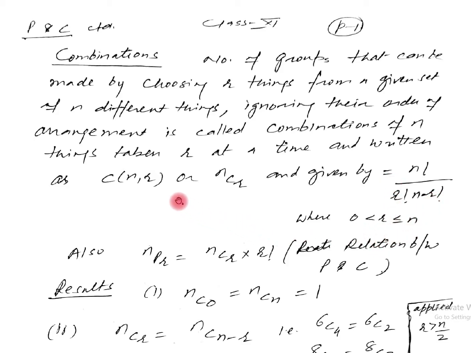See it again. The nCr means the combination of n objects taken r at a time, and it is given by n factorial upon r factorial into (n minus r) factorial.